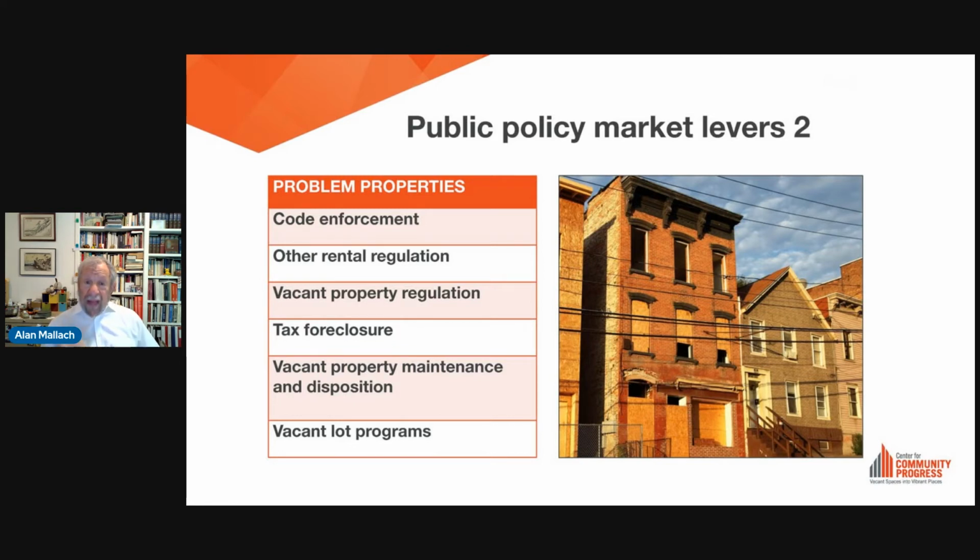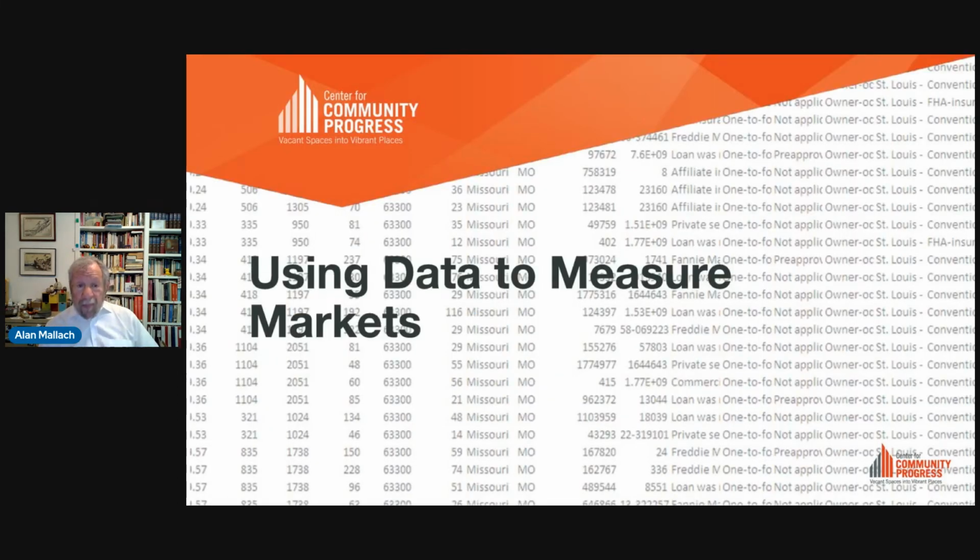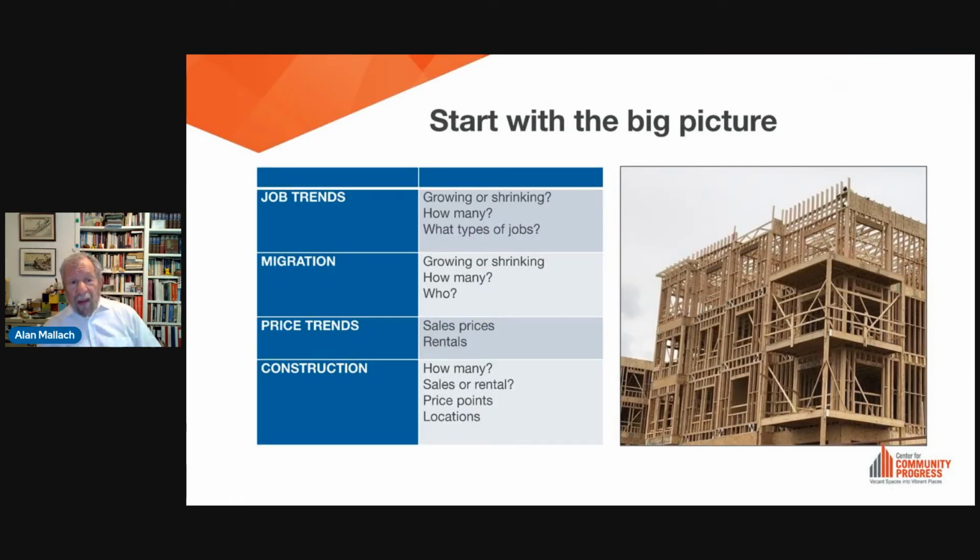So now the last section I'm going to talk about, next slide, please, is using data. So if you want to understand what is going on in your neighborhood from a market standpoint, there are a lot of data points that you can use, and they tell you a lot of different things. Now, the first thing, it's always useful to look at the big picture. What's happening regionally? Is the region growing or shrinking? Are people moving in? As I mentioned, who is moving in?